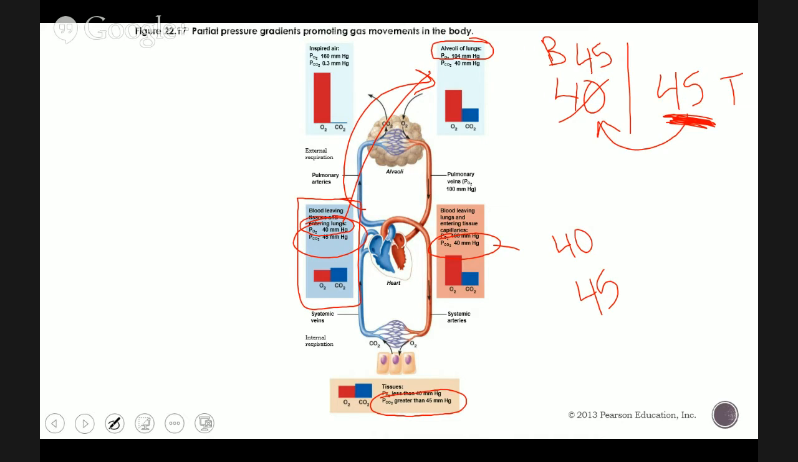Right, we're going to reoxygenate it, right? And then we see that the partial pressure of carbon dioxide is 45 compared to 40. So we're going to get rid of the carbon dioxide. See? So this is how it works. Really tough, right? So that's how we get the gases into the tissues and out of the tissues. Just the difference of partial pressures until they equalize. That's it. Dalton's law.